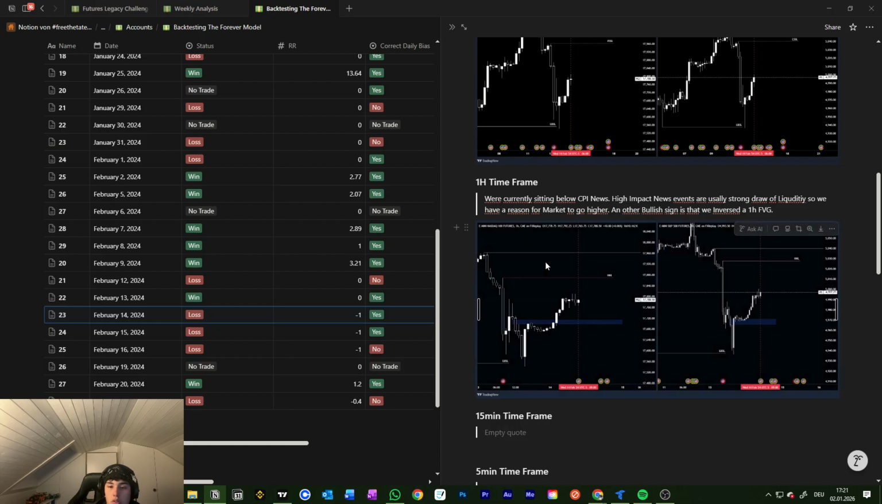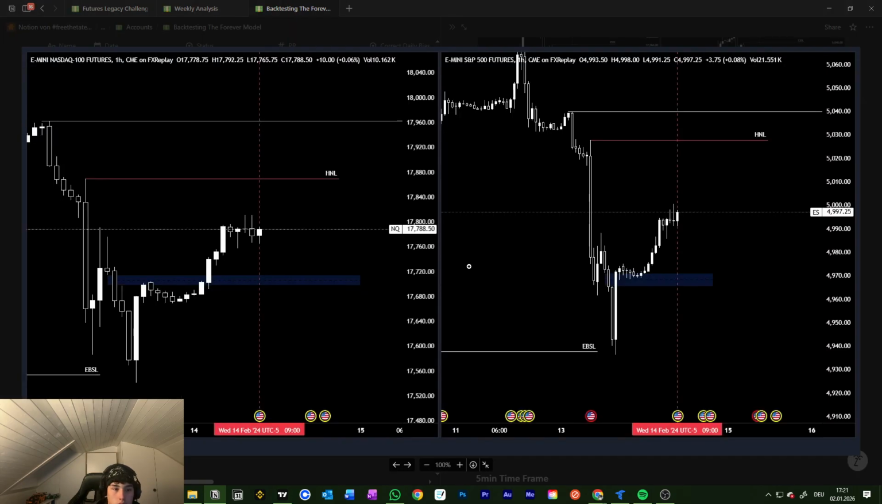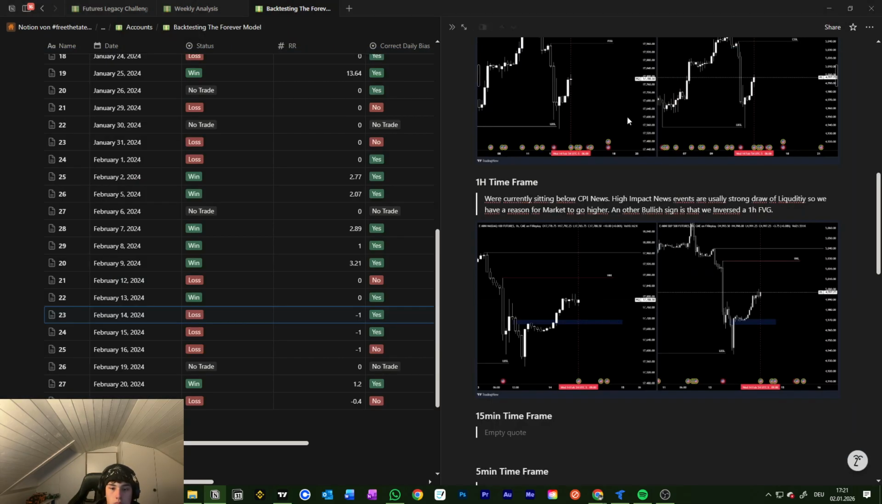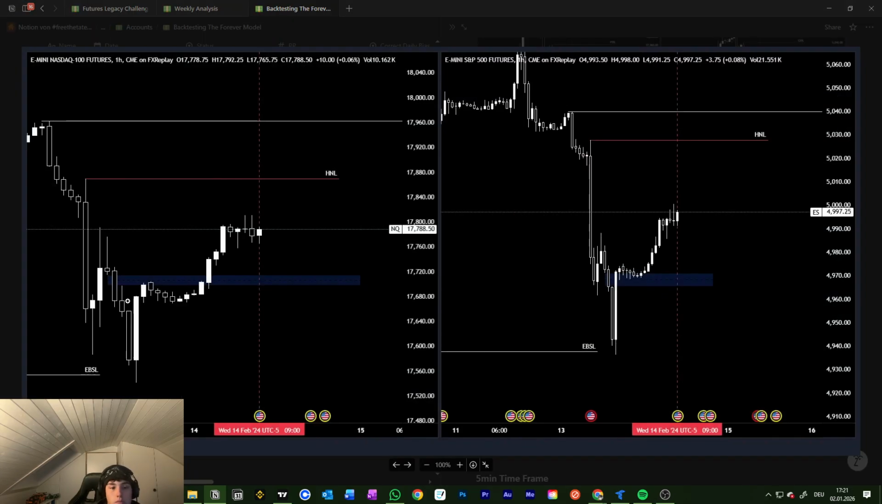Then on the 1 hour, we're currently sitting below CPI news. High impact news data highs are usually a strong draw of liquidity, so we have a reason for the market to go higher. Another bullish sign is that we inversed the 1 hour fair value gap. Inversed the 1 hour, respected it on ES.